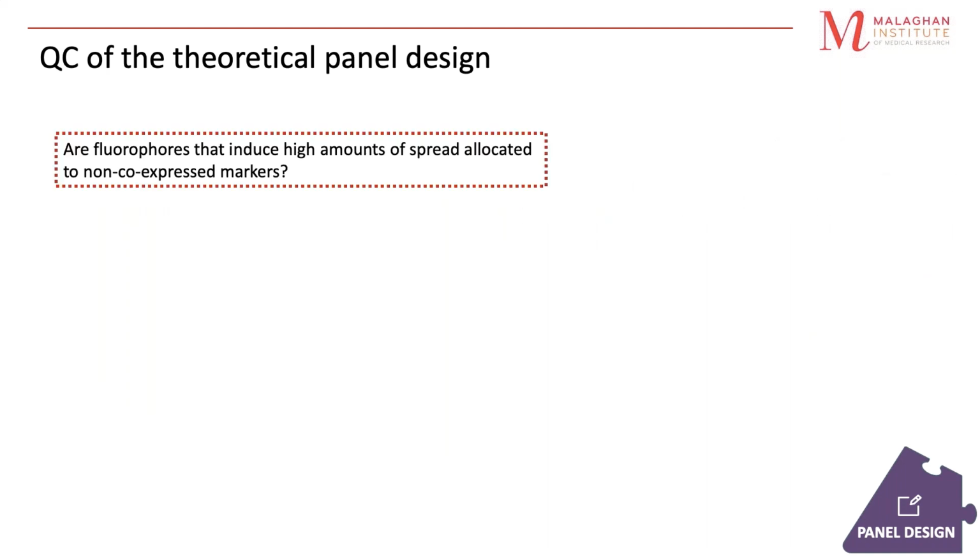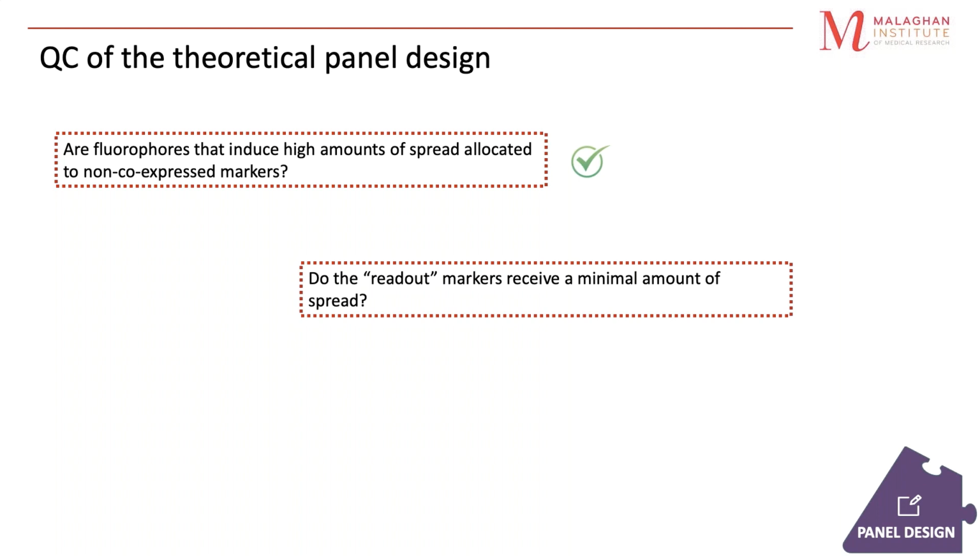Also, in order to theoretically validate the panel before proceeding to the practical testing, we suggest reviewing the panel on a marker by marker and cell by cell basis by asking the following questions. The first question is, are fluorophores that induce high amounts of spread allocated to non-co-expressed markers? If yes, cool, we can go to the next question. The next question is, do the readout or tertiary markers receive a minimal amount of spread from the other fluorophores? If yes, perfect, we can go to the next question.